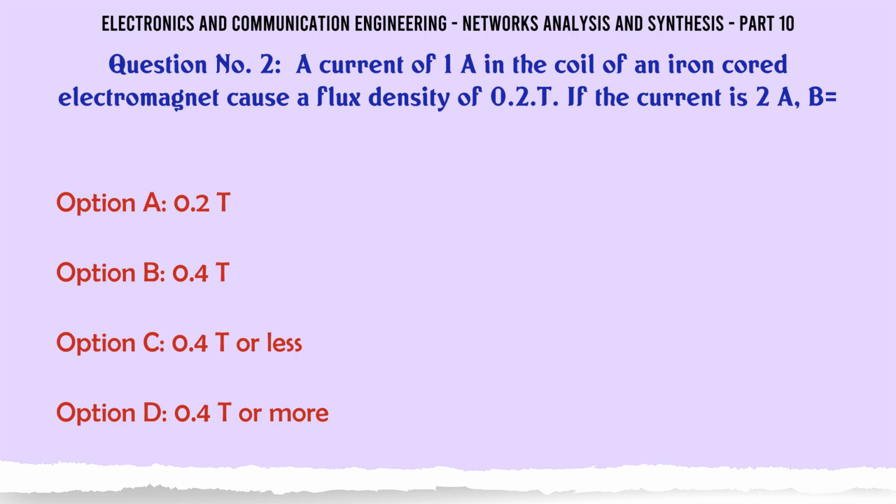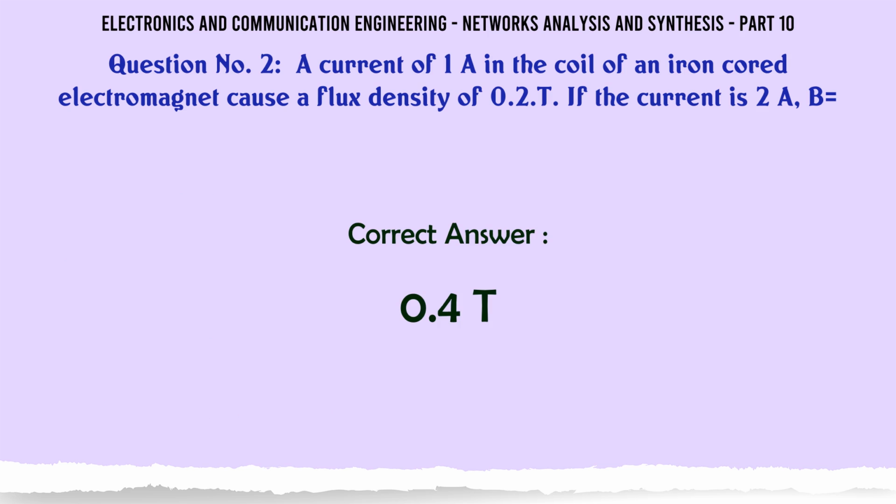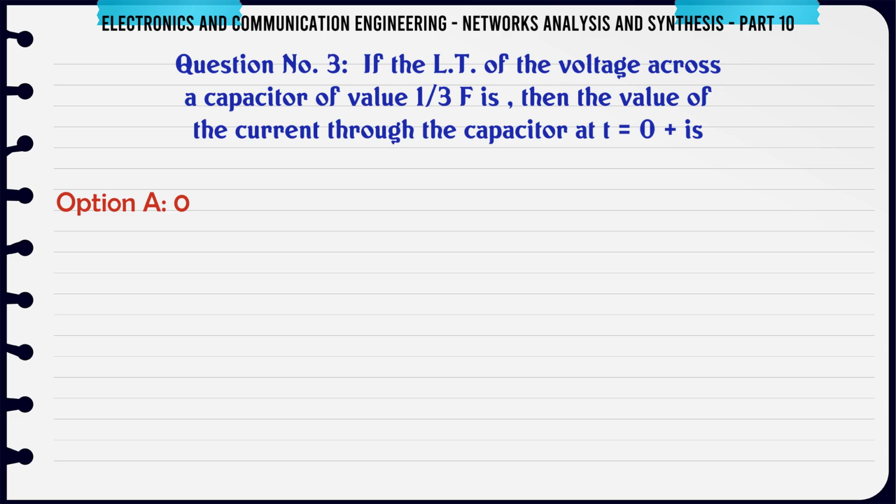If the current is 2 A, the flux density is A 0.2 T, B 0.4 T, C 0.4 T or less, D 0.4 T or more. The correct answer is 0.4 T. If the LT of the voltage across a capacitor of value 13 F is given, then the value of the current through the capacitor at T0 is A 0, B 1, C 13, D. The correct answer is 13.